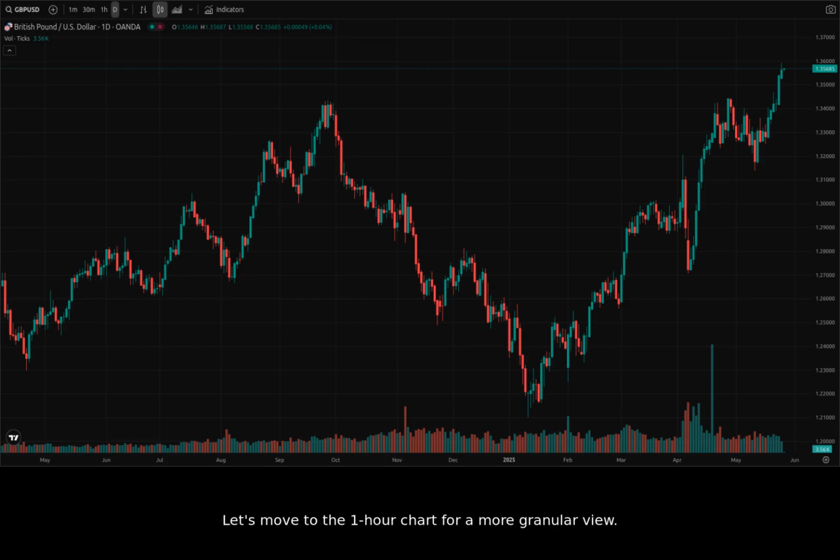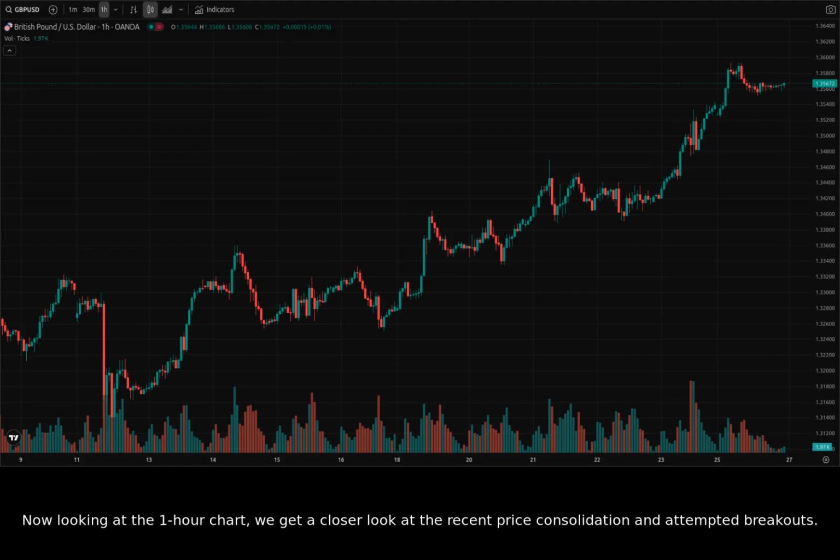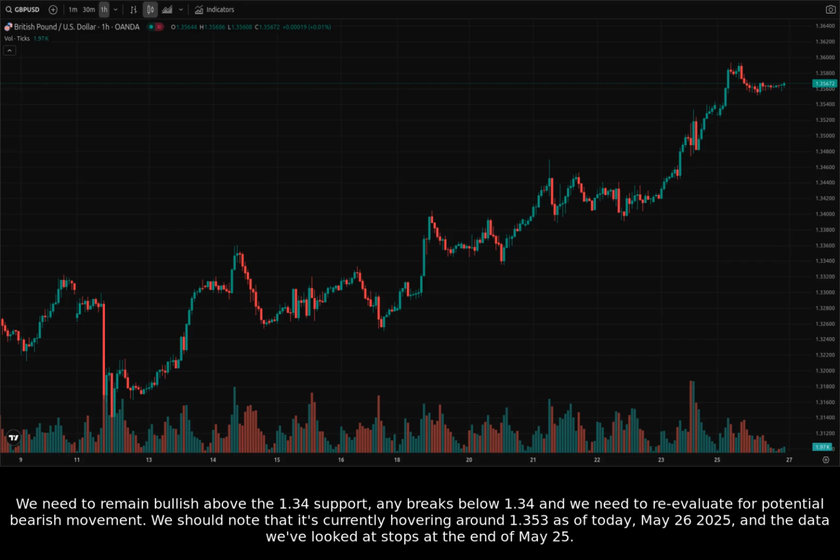Let's move to the 1-hour chart for a more granular view. Now looking at the 1-hour chart, we get a closer look at the recent price consolidation and attempted breakouts. It is critical to watch the intraday support around 1.352. A break below this will likely bring a test of 1.345 level. We need to remain bullish above the 1.34 support. Any breaks below 1.34 and we need to reevaluate for potential bearish movement.